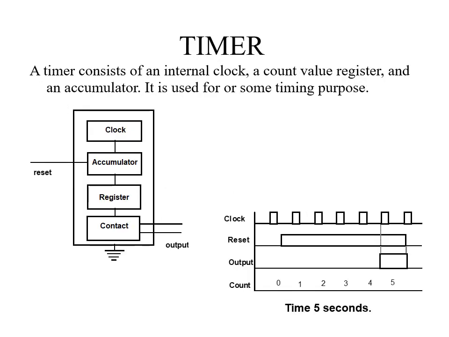And then we have a timer component. A timer consists of an internal clock, a count value register, and an accumulator. It is used for timing purposes. Again, you'll have a deeper understanding of this when you see an example.